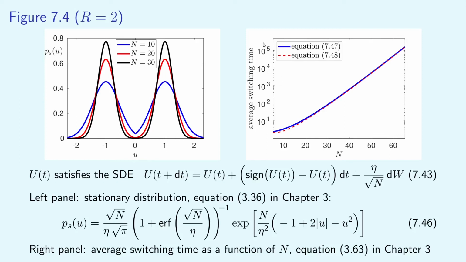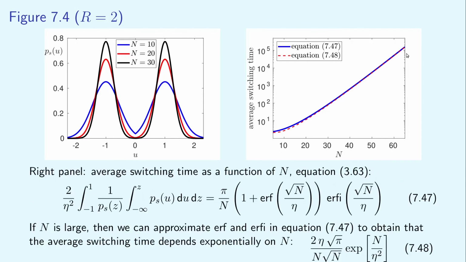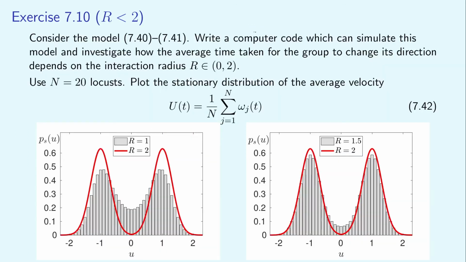We can also calculate the average time for the group to change its direction from u is equal -1 to u is equal +1. The resulting formulas can be written in terms of the error function and the imaginary error function. If n is large, then we can approximate them in equation 747 to obtain that the average switching time depends exponentially on n. Both results are plotted in the right panel. The special case r is equal to could be analyzed using the methods from chapter 3.